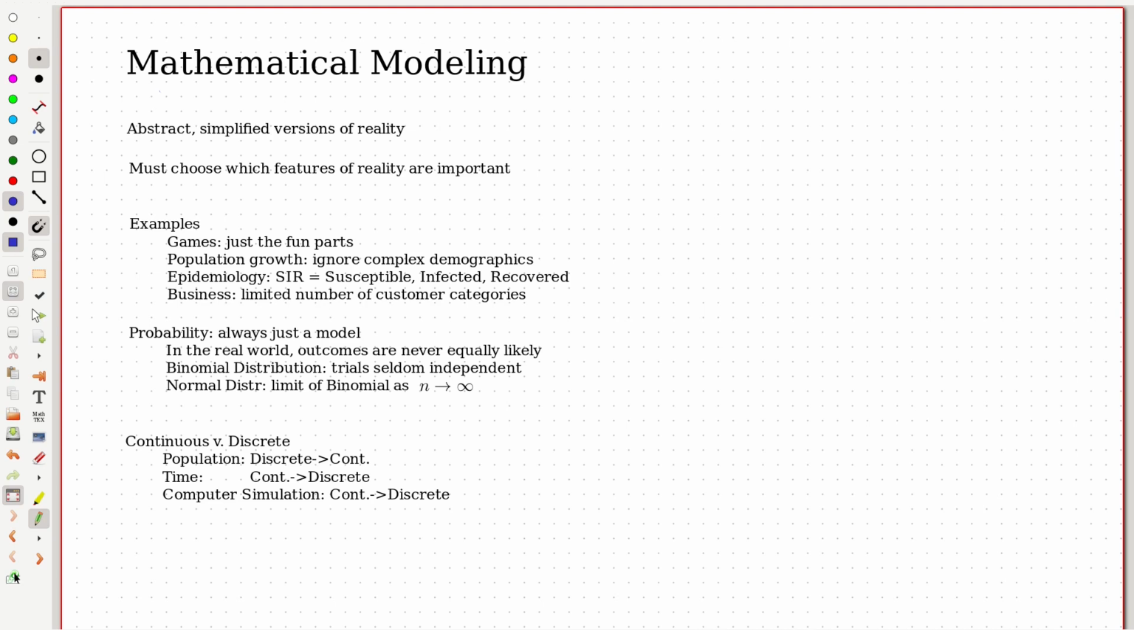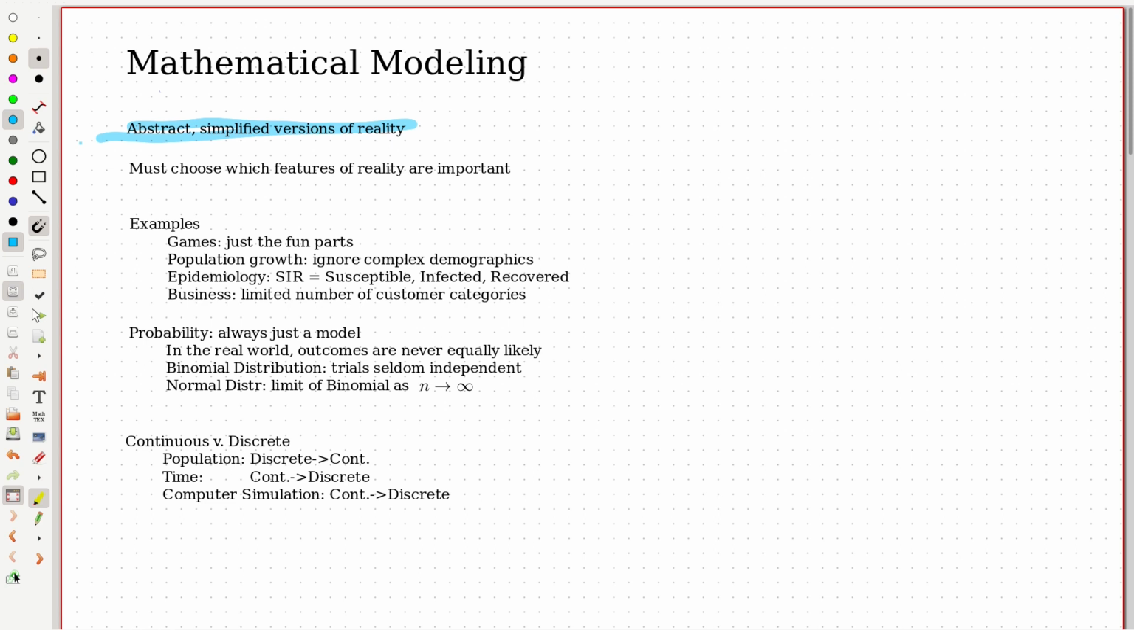Well, the main thing to know about mathematical modeling is we never try to model anything exactly. We're always doing simplified versions of reality. We're never trying to capture reality in its full complexity. So that means we have to choose which features of reality are most important to us for whatever our purposes are.